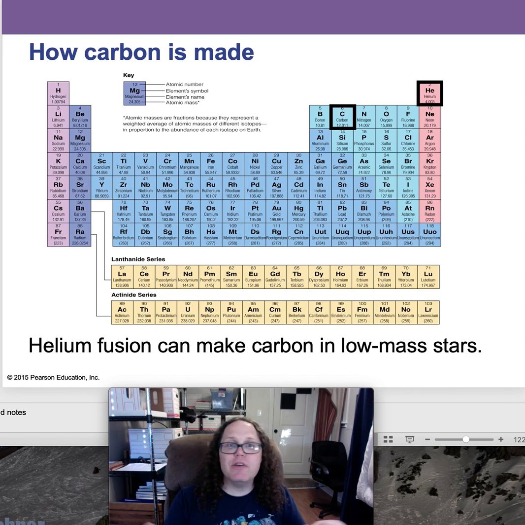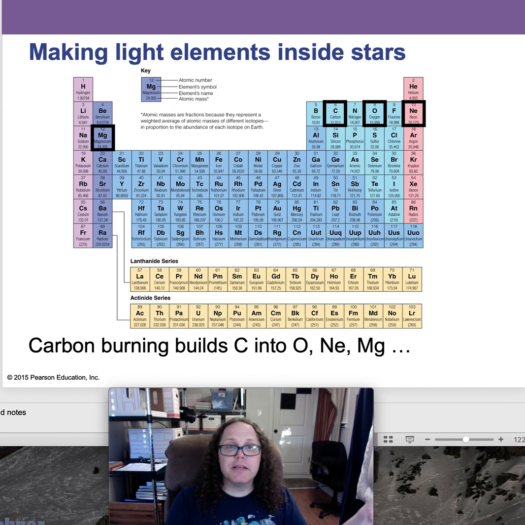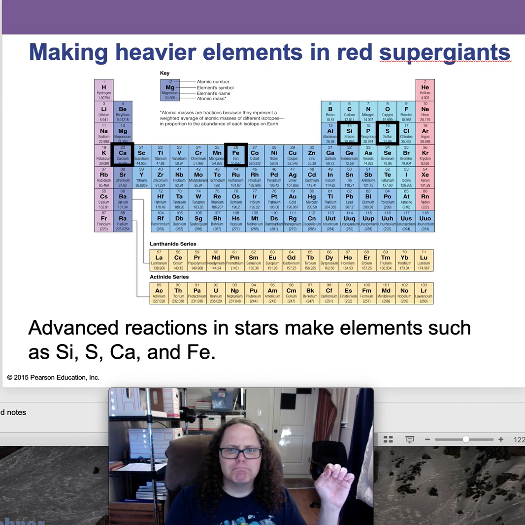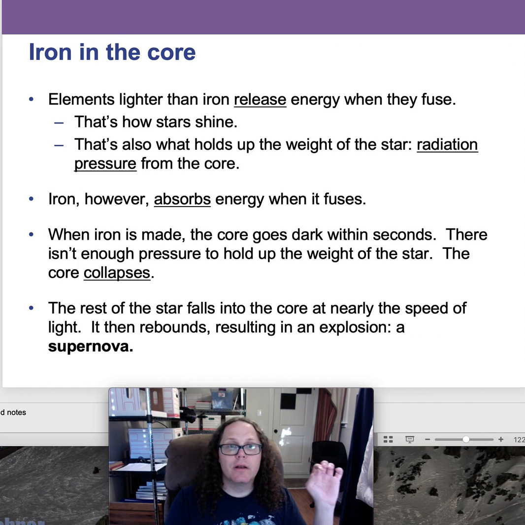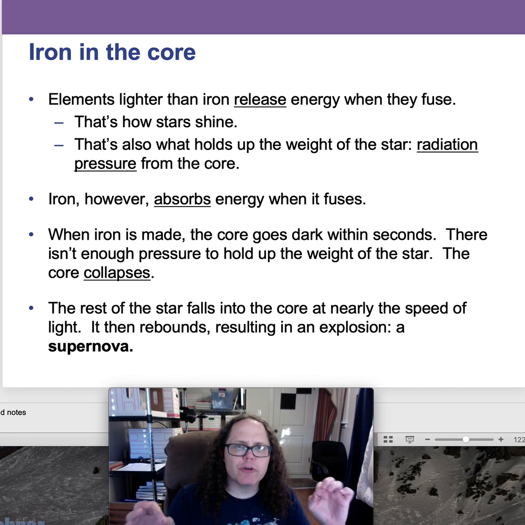High-mass stars then fuse carbon into other elements like neon, oxygen, magnesium, and sodium, which then fuse to form even heavier elements like silicon, sulfur, calcium, and eventually iron. Iron kills the star. Iron is the executioner of a red supergiant star.